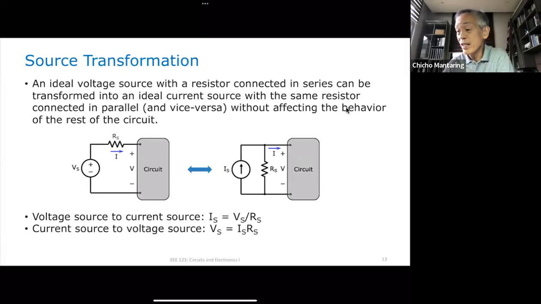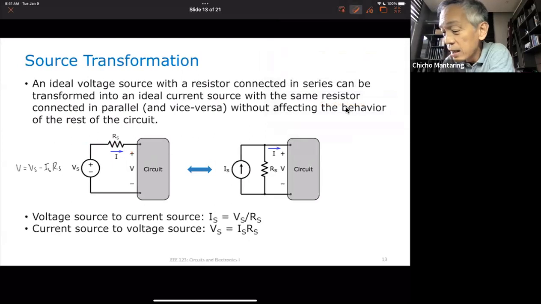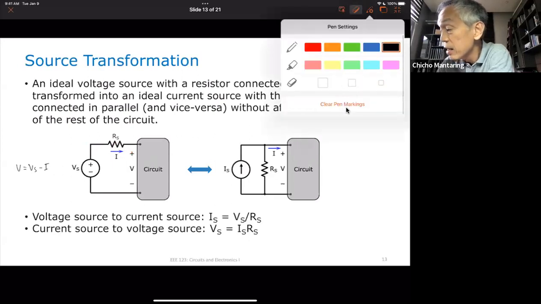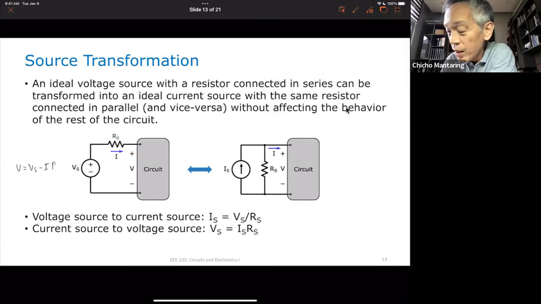The proof is quite easy. On this left side, what is my expression for V? This V, on the left side, my expression for V is equal to V sub S minus I times R sub S. This voltage is equal to this voltage minus the voltage drop across my series resistance, which is not I of S, it's I times R of S.